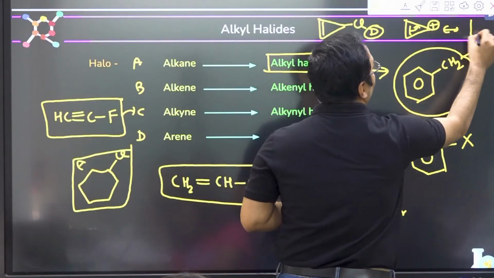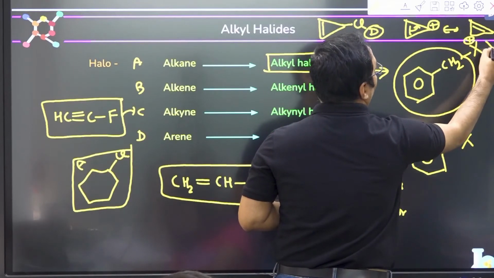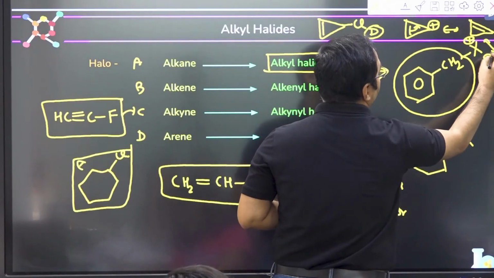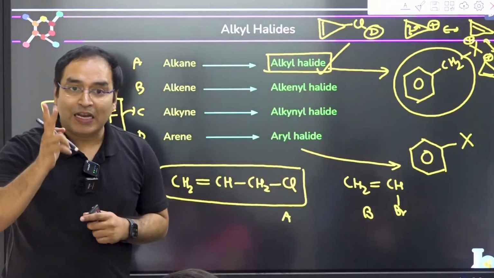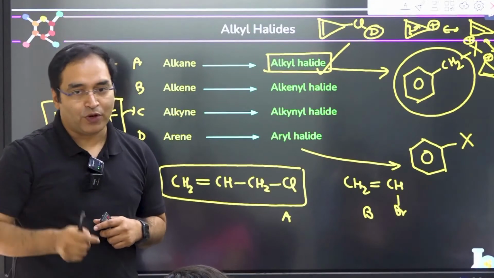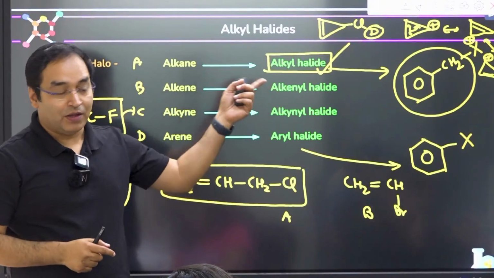If you draw the structure of this compound, you can draw multiple resonating structures of this, right? And how many electrons are moving? Just 2 electrons are moving. How many electrons should move? 2, 6, 10, 14. Hence it is aryl.